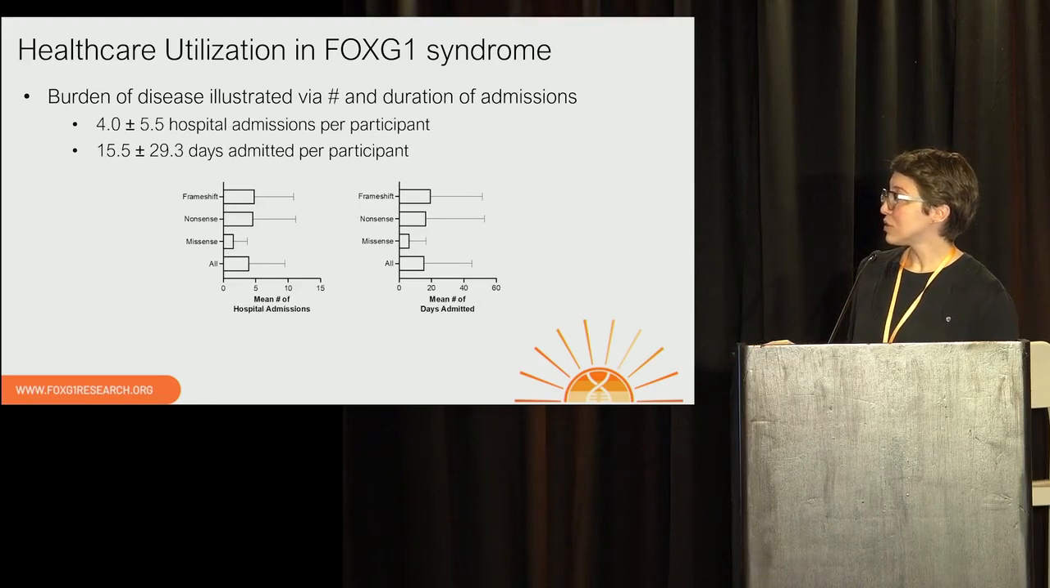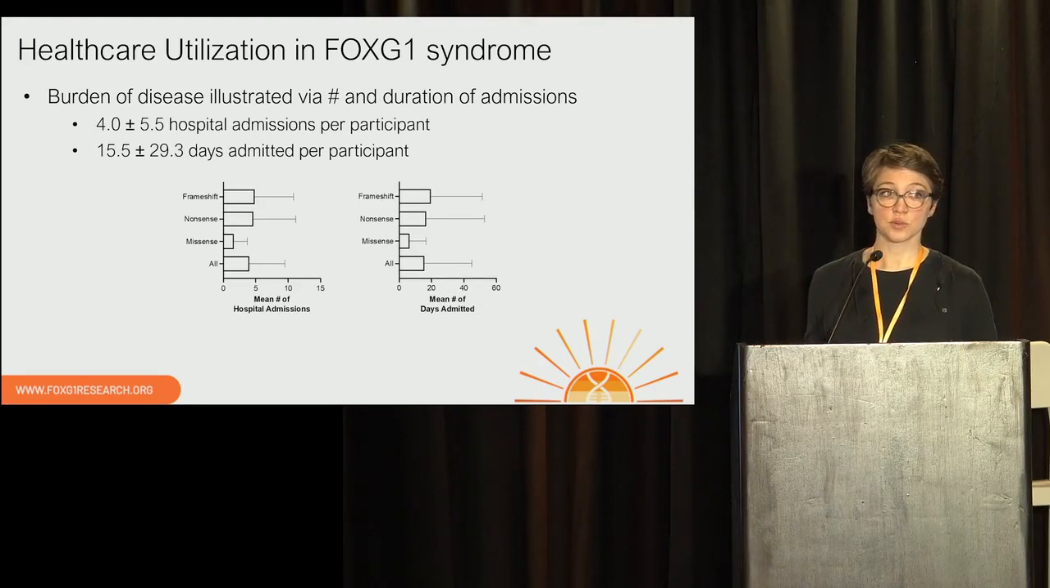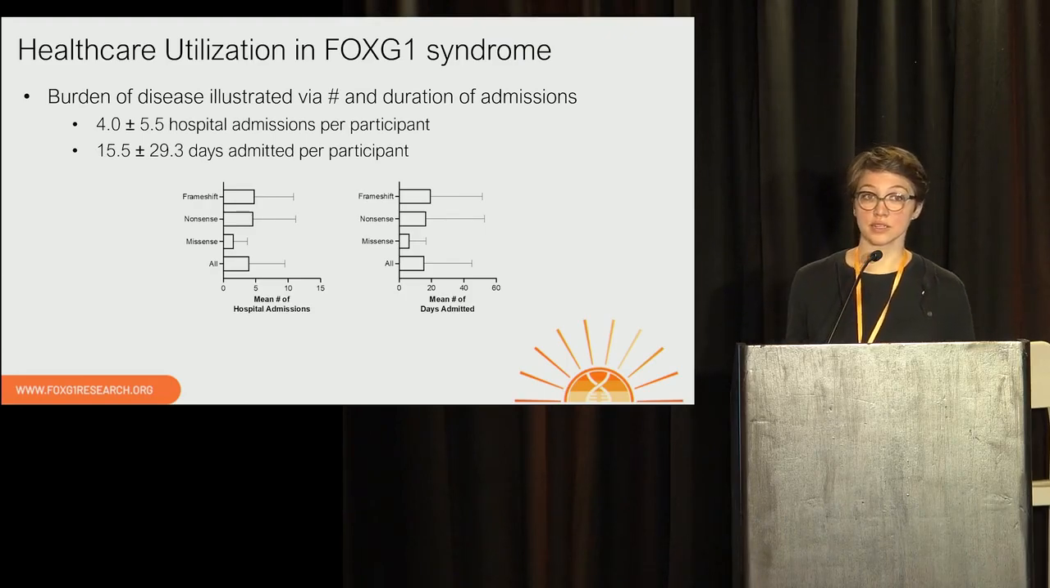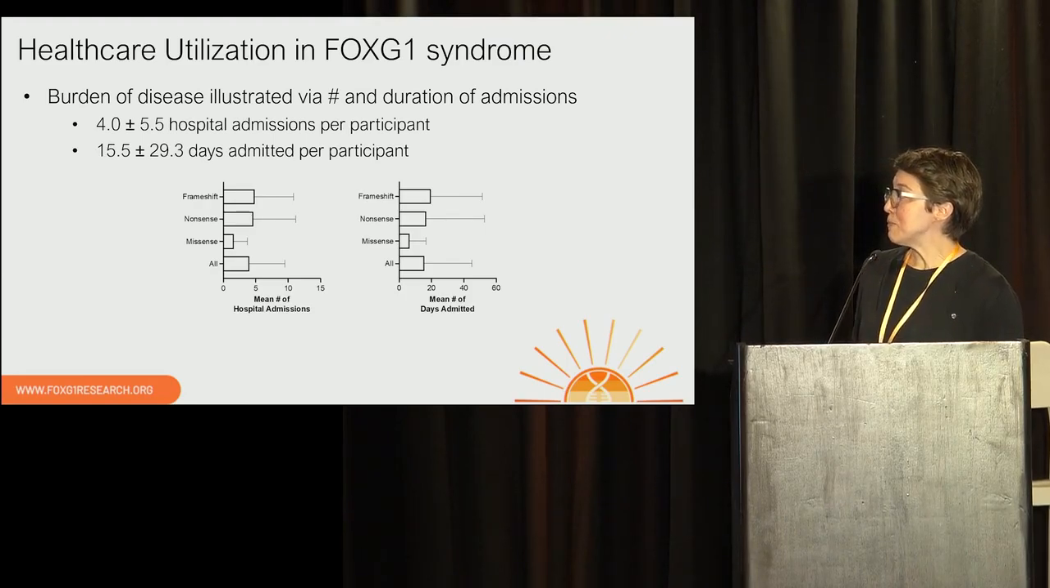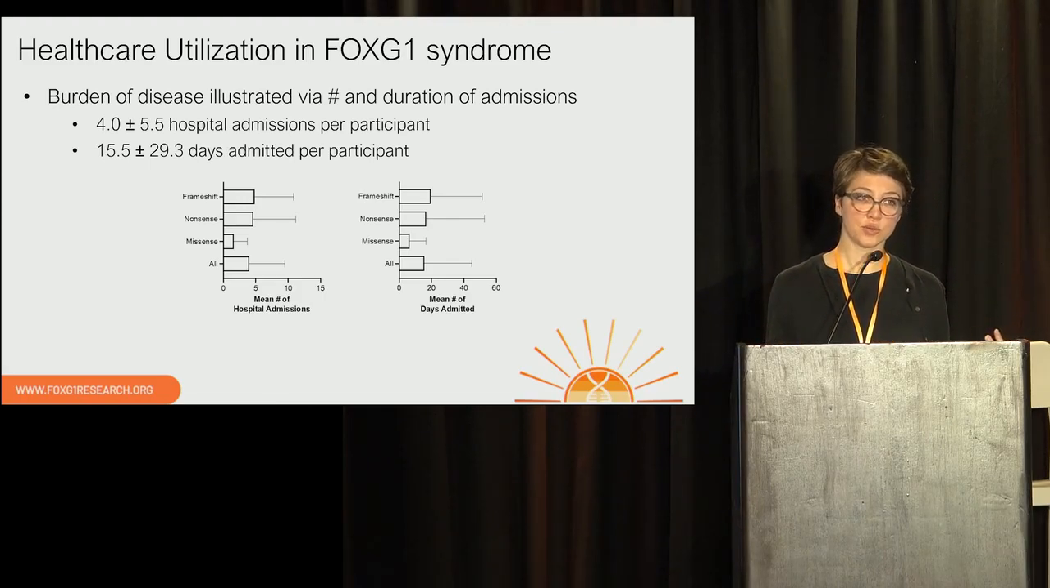And then we also looked at hospital admissions, which we know can be frequent, particularly in the first couple of years of life. And so we saw that on average, each individual had about 4 hospital admissions, and this translated to about 15 and a half days admitted in total.